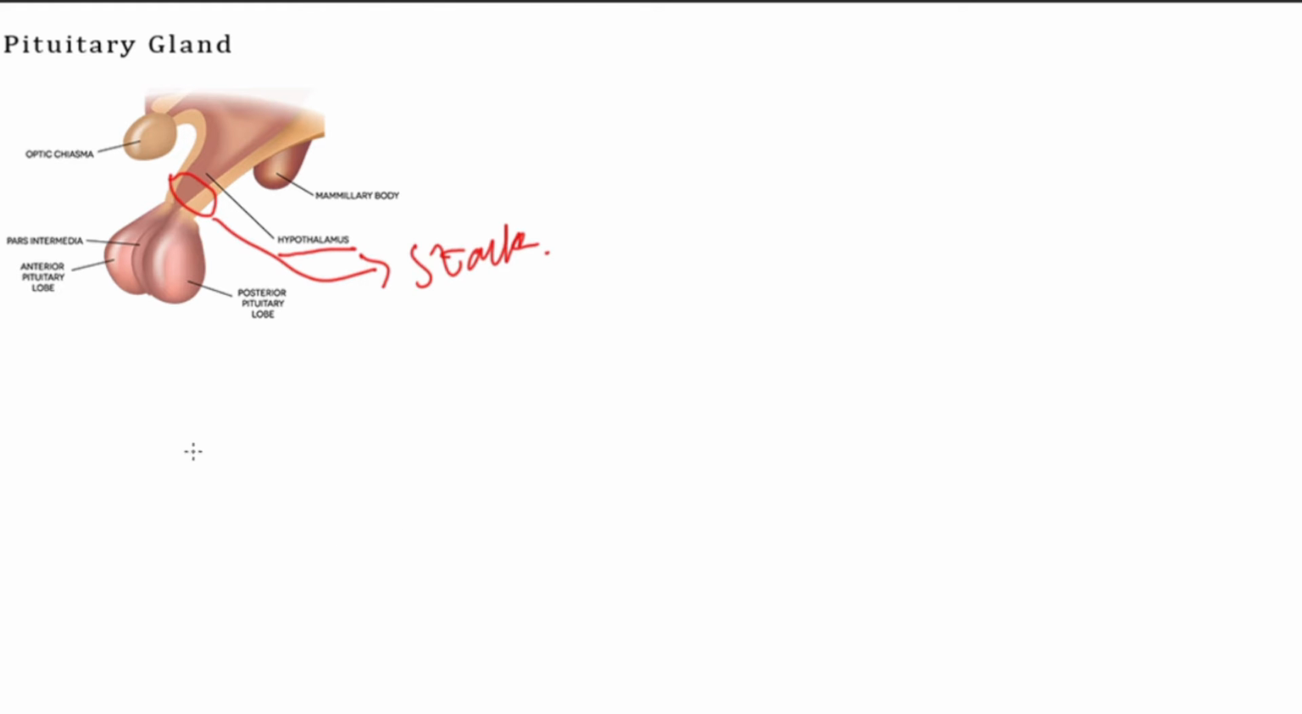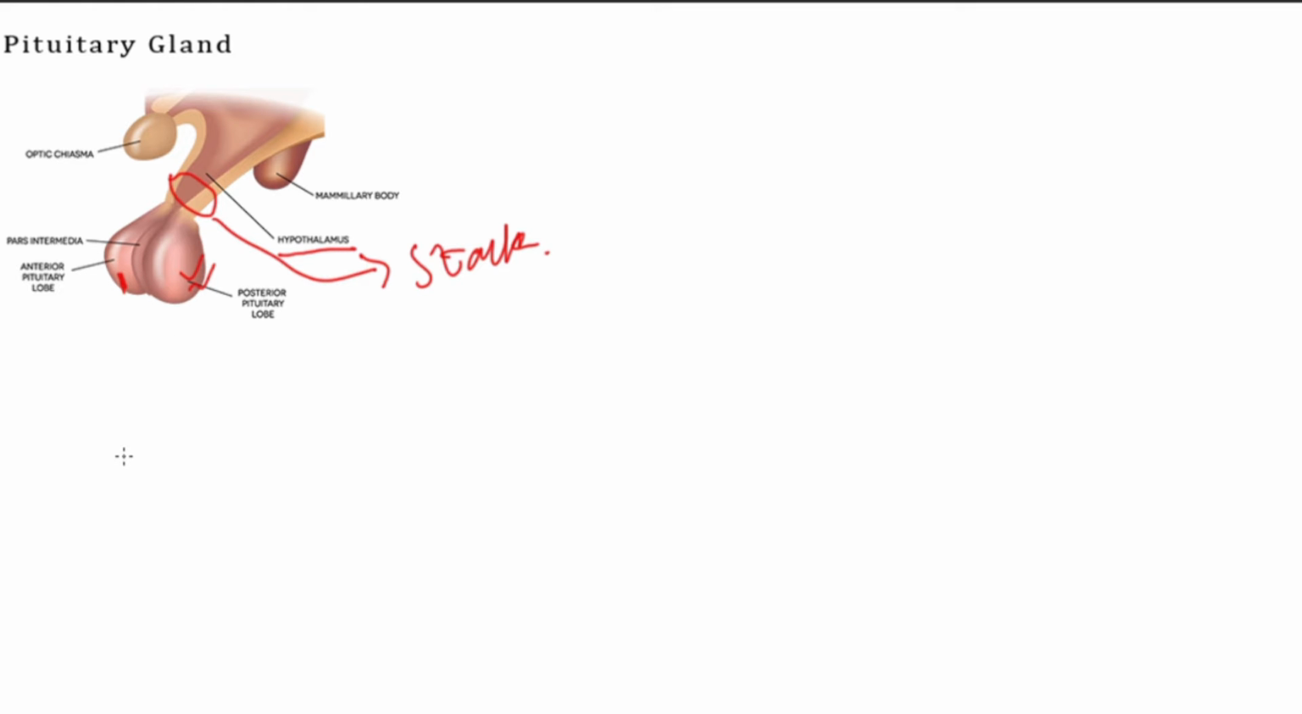Now the pituitary gland is divided into two parts or two lobes, the anterior pituitary lobe and the posterior pituitary lobe. This is the anterior pituitary lobe and this is the posterior pituitary lobe. Between these two lobes we have the pars intermedia, which is much less developed in humans but is far more developed in some other animals.